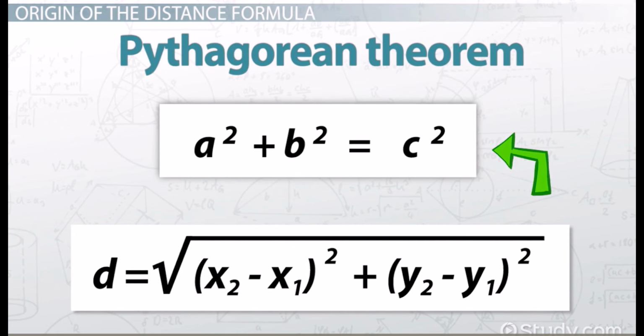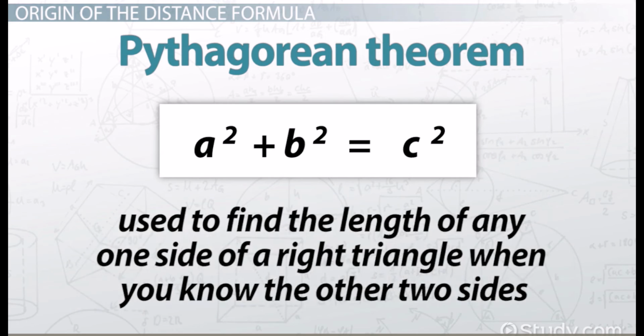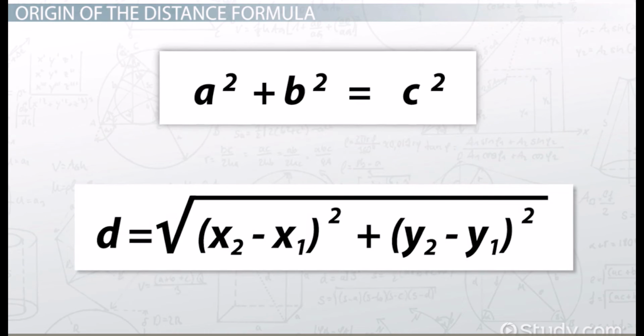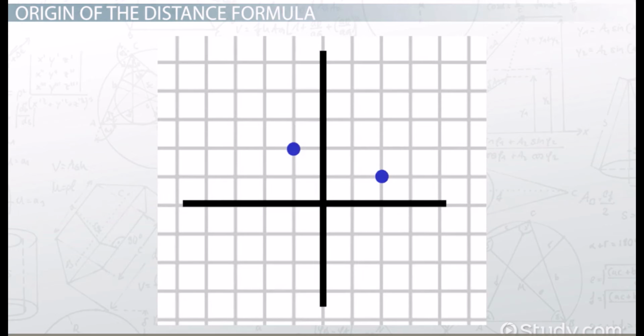The distance formula is derived from the Pythagorean theorem. You might recall that the Pythagorean theorem can be used to find the length of any one side of a right triangle when you know the other 2 sides. To use this formula to get to the distance formula, simply follow these steps. Let's use the previous example to work this through. 1. Draw a right triangle with the hypotenuse being the distance that you're trying to determine, like you can see in the graph on your screen.